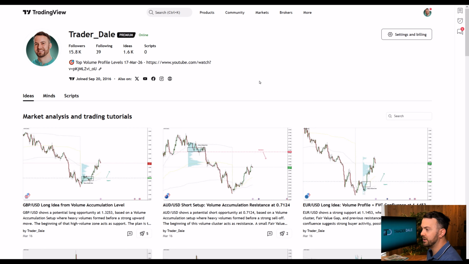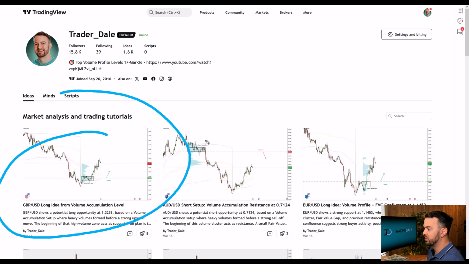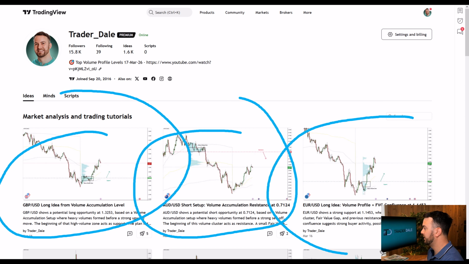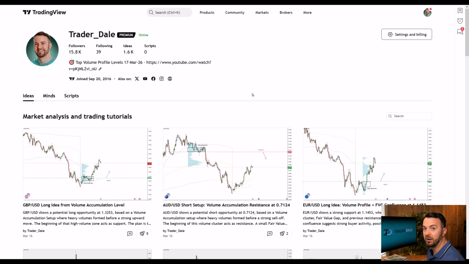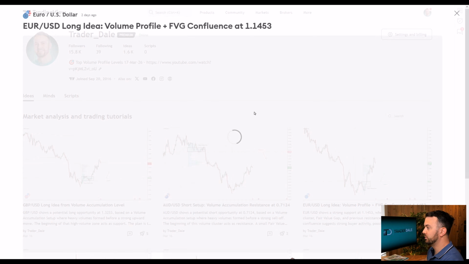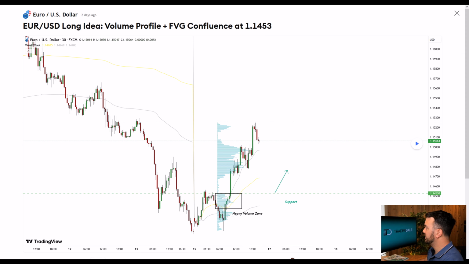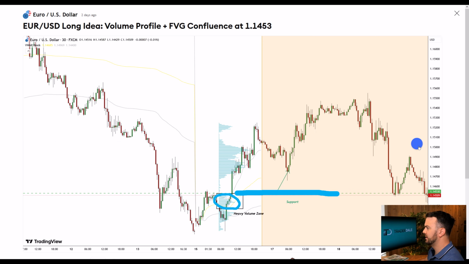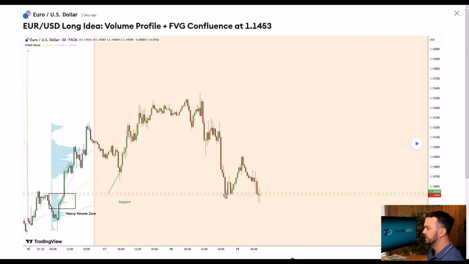And here is my TradingView channel. The trades and the predictions were on the British pound US dollar, Australian dollar US dollar, and euro dollar. I made those predictions on Monday and they finally played out, so let me show you. Let's first start with this one on the euro dollar. So this was the prediction, a support level from here based on this significant volume cluster. And this is how it played out. Here is the reaction.